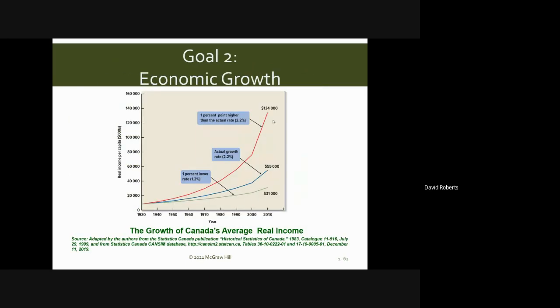Also, the differences in the growth rates. You know this from business math. If you have a 1.2% growth rate, you can see it's the bottom line, 2.2, you go from 31,000 to 55. And if you increase to 3.2 because of the compounding effect, it then becomes 134,000.